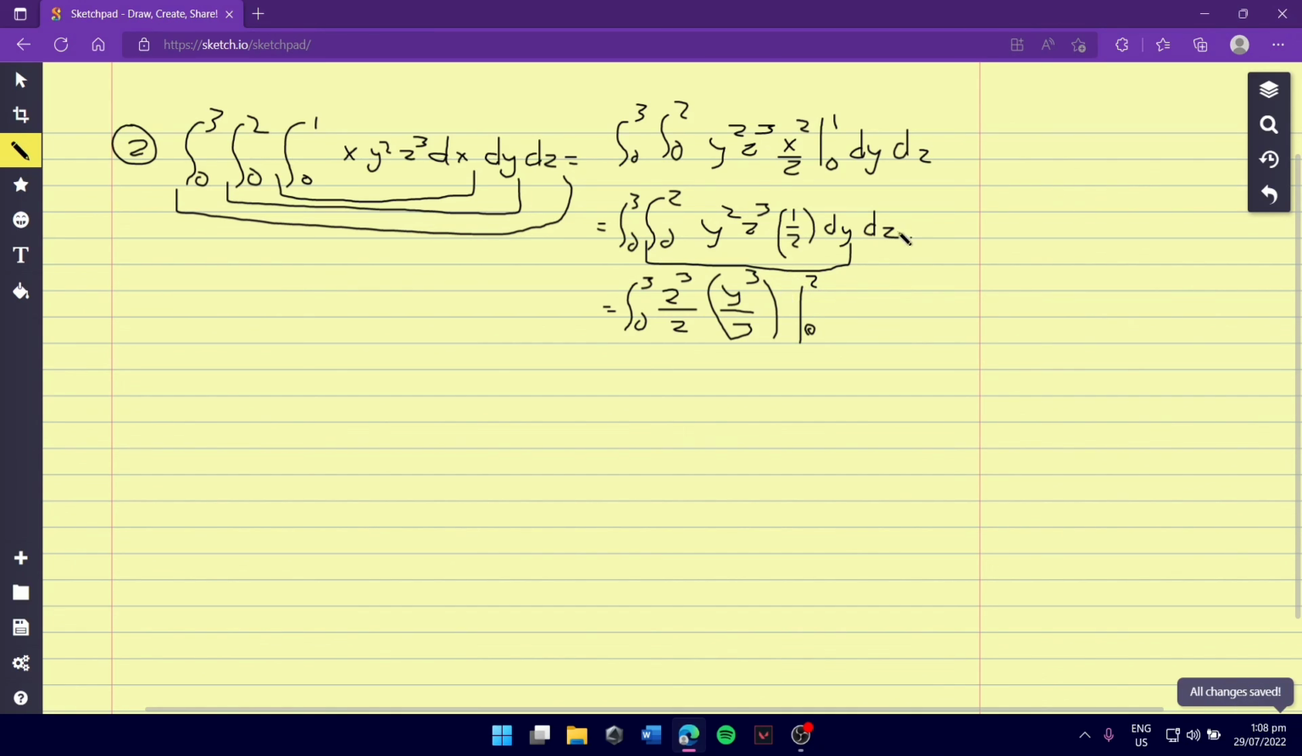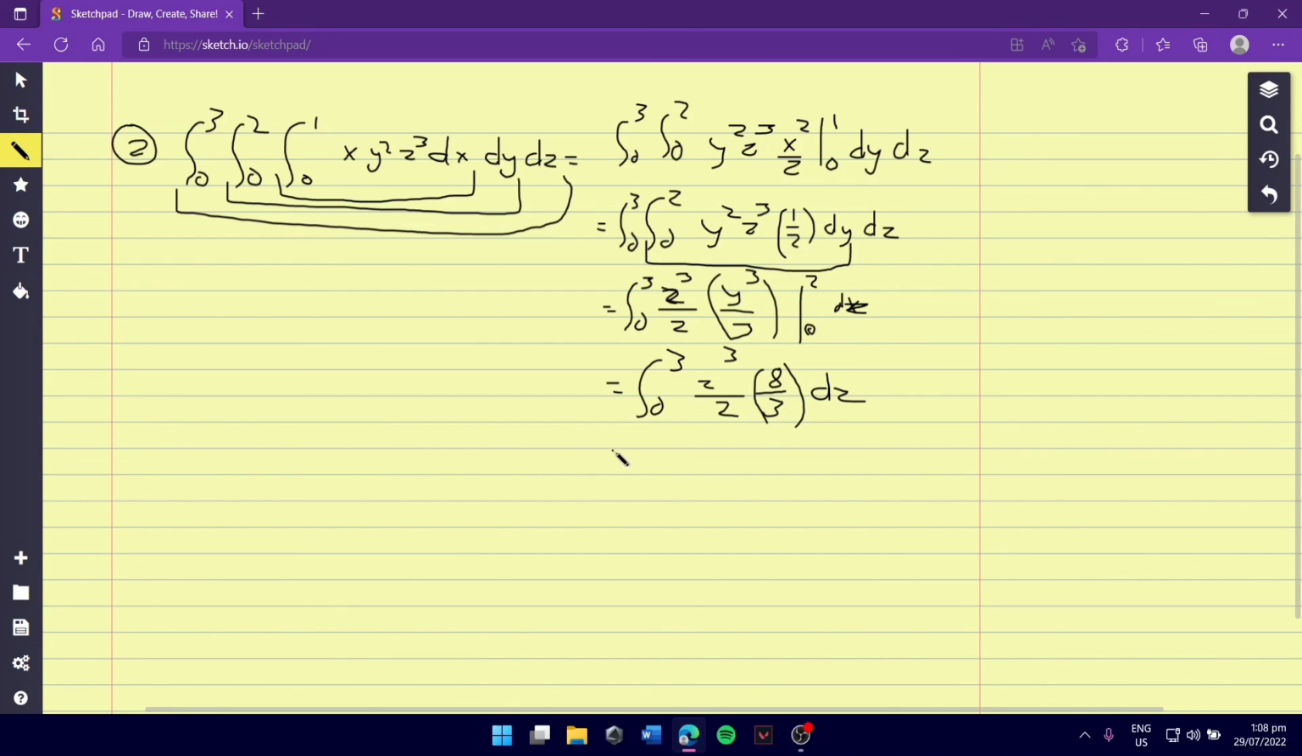Then we also have dz. So simplifying this, we have 0 to 3, then z cubed over 2 times y cubed over 3. When we distribute, 2 times 2 times 2 will become 8 over 3. Then your dz.